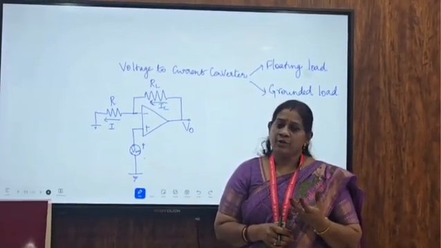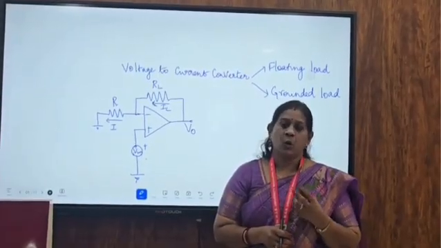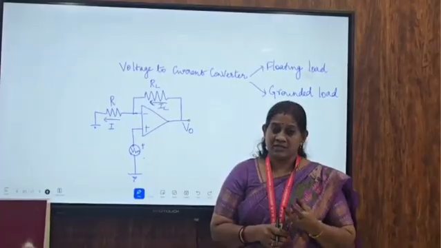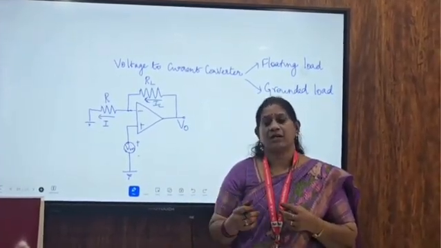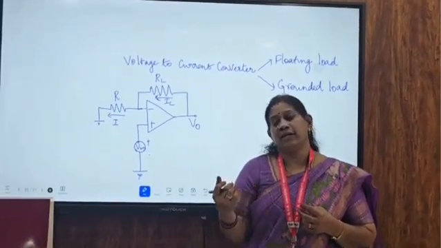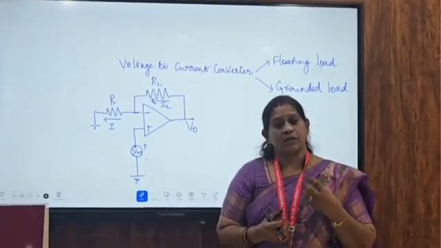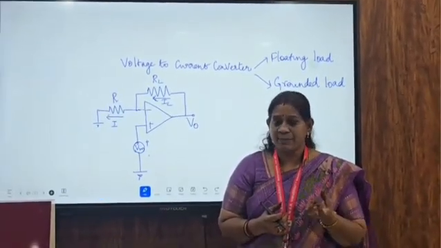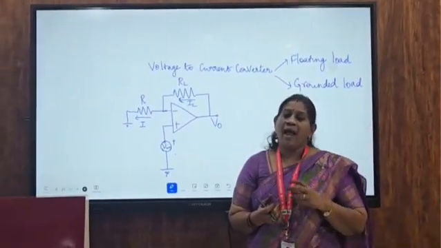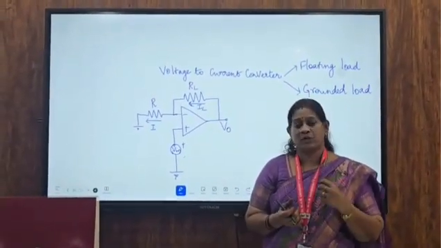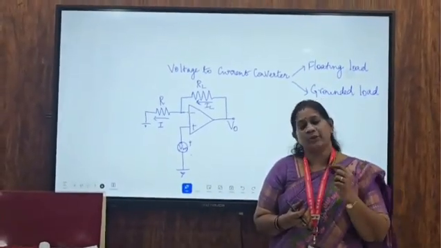In many industry applications, we need to transfer a sensing parameter from one end to the other, to a controlling device or to a display device. If you transfer the sensing parameter in terms of voltage, there will be a potential drop and it is prone to noise also. So in that case, we need to convert that voltage into current.